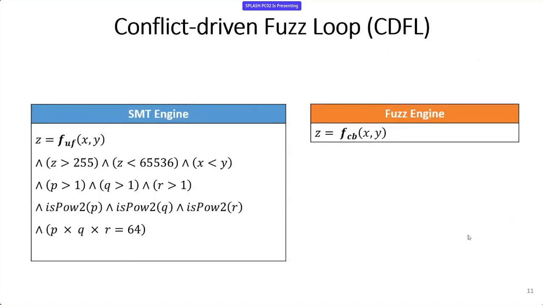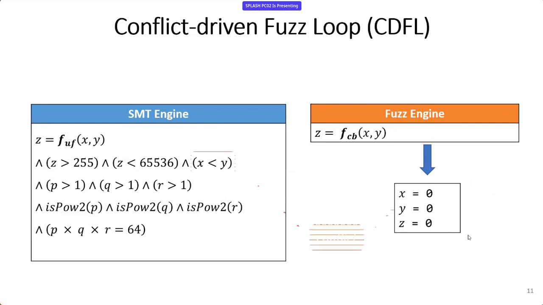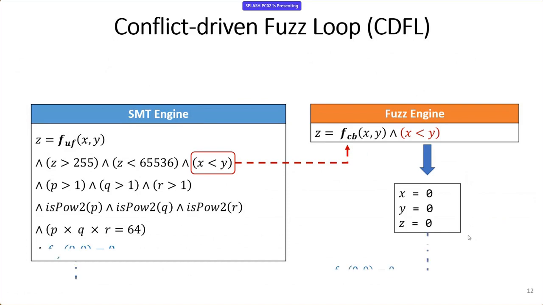Now we have two sets of constraints, one set with the SMT engine and the other with the fuzz engine. The fuzz engine will try to generate a partial model. In this case, say it generates x equals 0, y equals 0, and z equals 0. It propagates this to the SMT engine, but there is a conflict here. The SMT engine will propagate this conflict to the fuzz engine, and also it will learn some new fact about the closed box function f.